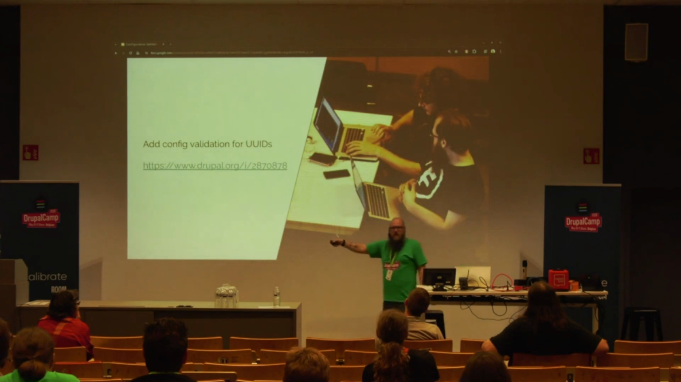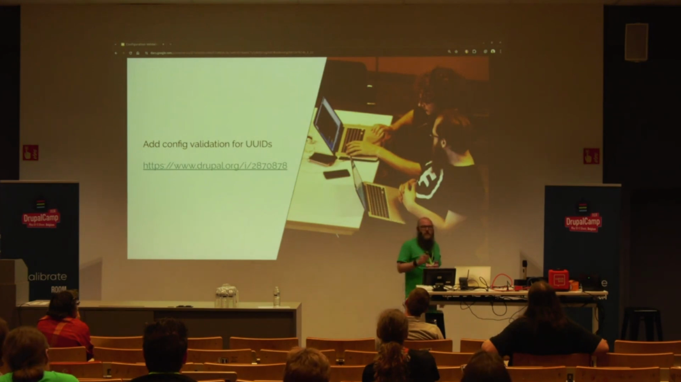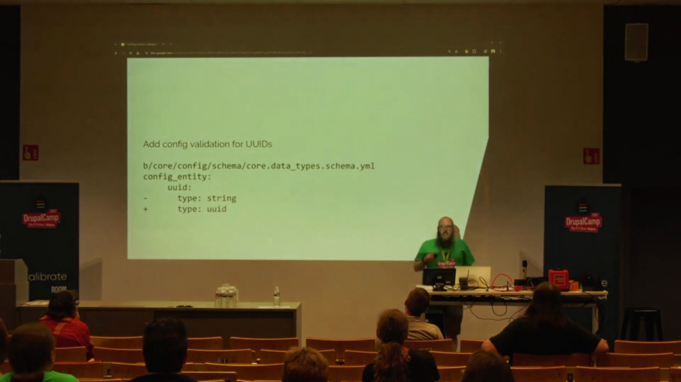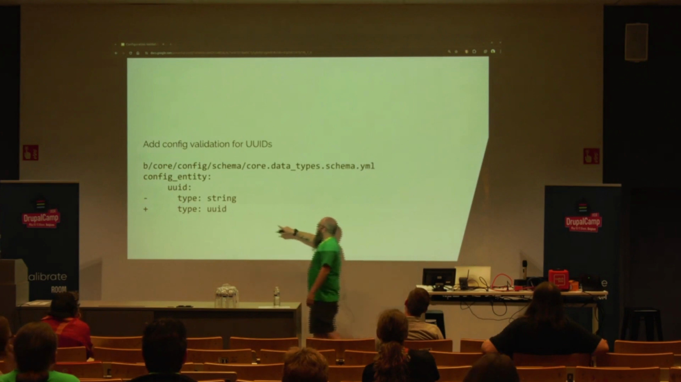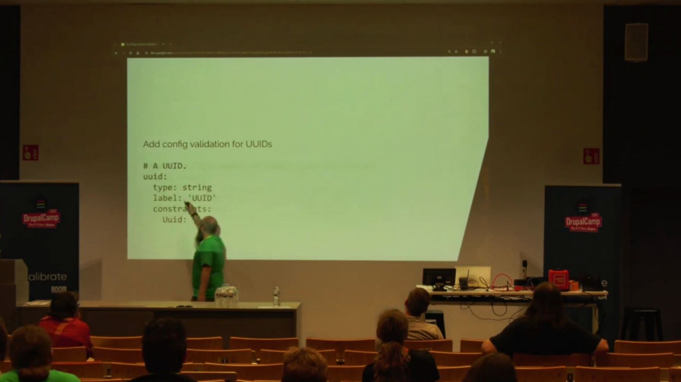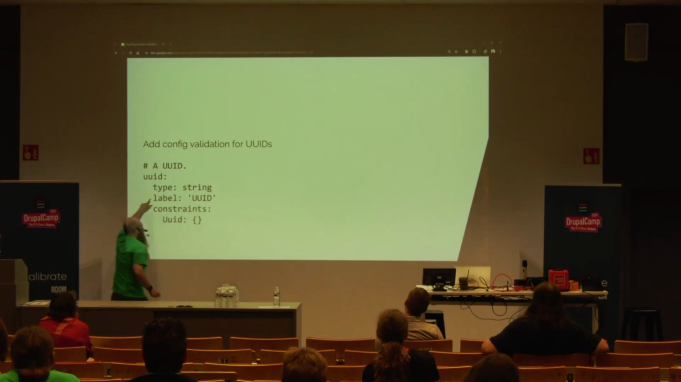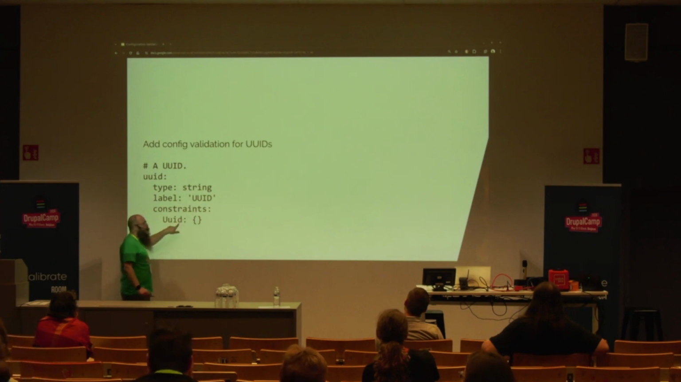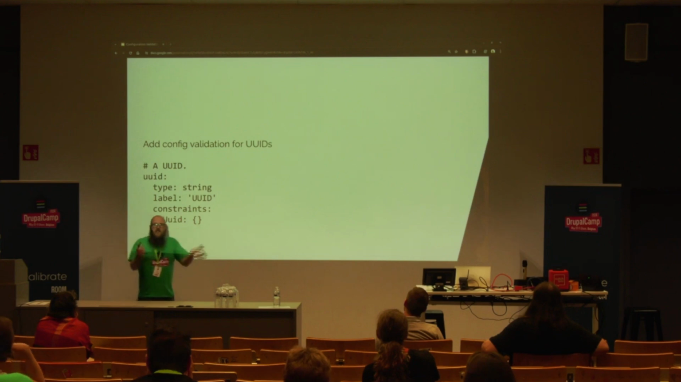We're going to jump again another year, and I see that Matthias is no longer here, but he's also in the picture because this is when we added the first config validation in Vienna. We added config validation for UUIDs. How does this look? Well, we changed the type of this UUID thing from a string to a UUID. We added a definition for that, which is actually just a string again, but it has one extra thing, a constraint. This constraint, UUID, means that it gets validated.